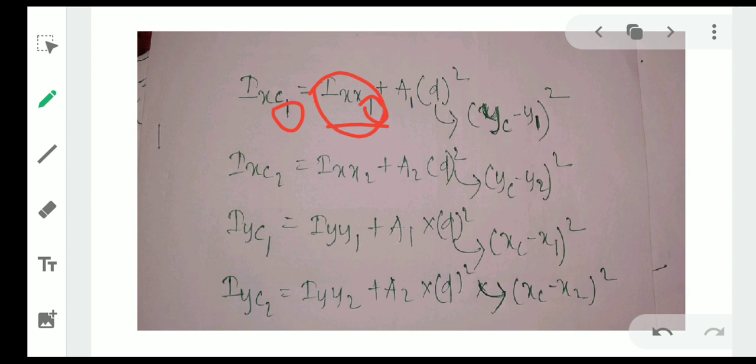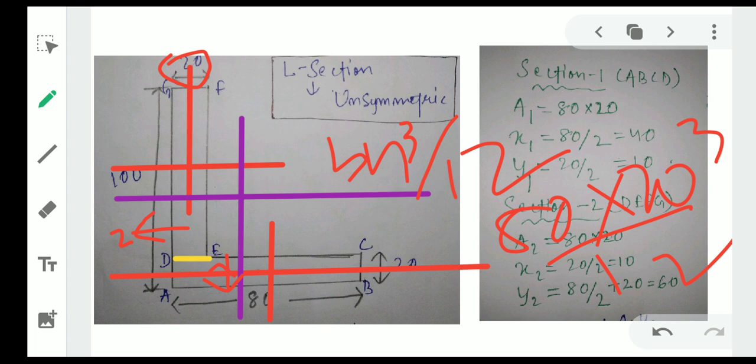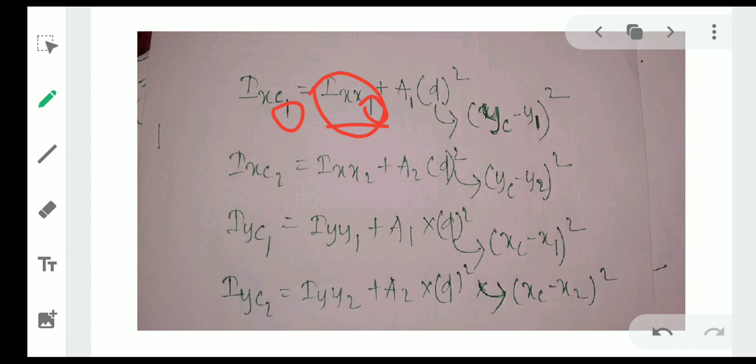Okay, simple. Next, a1, as you are calculating for section 1, this area becomes a1. So what is a1? This is 80 into 20 already. Therefore I always told you centroid and moment of inertia are mutually related to each other. So for calculating moment of inertia we have to study about centroid, or we have to calculate centroid. Okay, so simple.